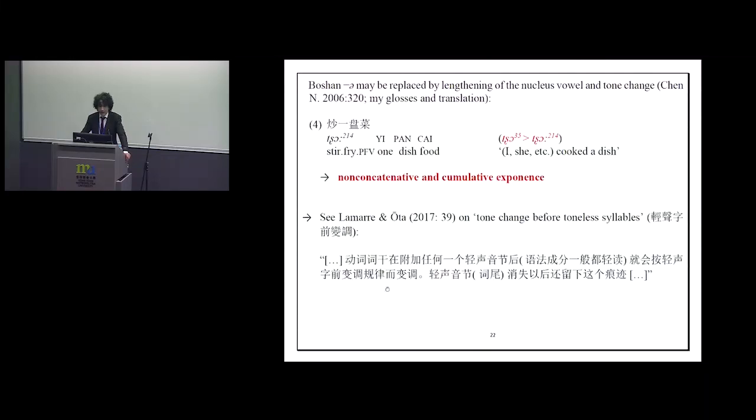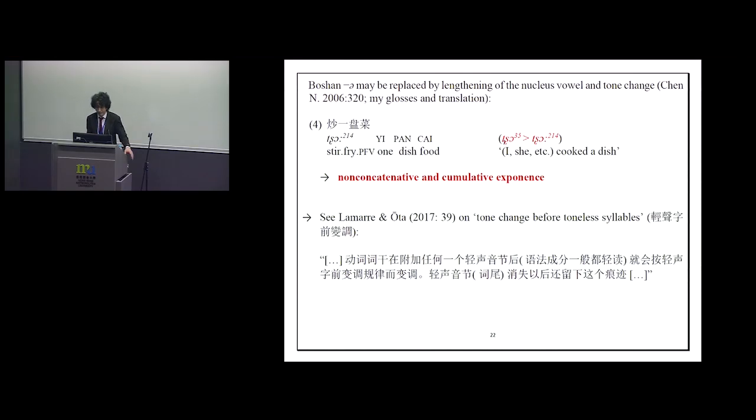And even worse, in the same Boshan dialect, this reduced suffix gets replaced by dropping the suffix completely and just using tone change, as in this example, where perfective meaning is expressed by tone change, which of course is the case also for many Jin dialects, as we will see in a moment. So you get non-concatenative exponents and cumulative exponents, because the root expresses both the meaning of the verb and the perfective meaning.